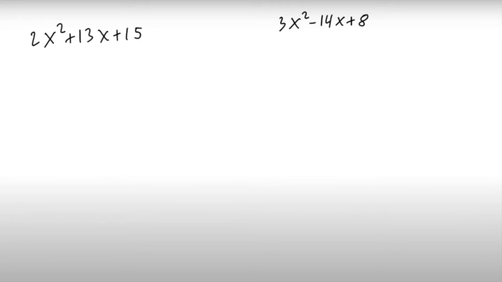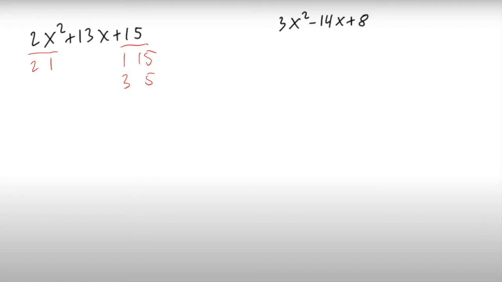So the first step is just like we did when a equals 1. We're going to look at the factors of 15, the n number, but also the first number, 2. So the factors of 15 are 1 and 15, and 3 and 5. And the factors of 2 are 2 and 1. And so now we're going to set it up in factored form, but missing some things.